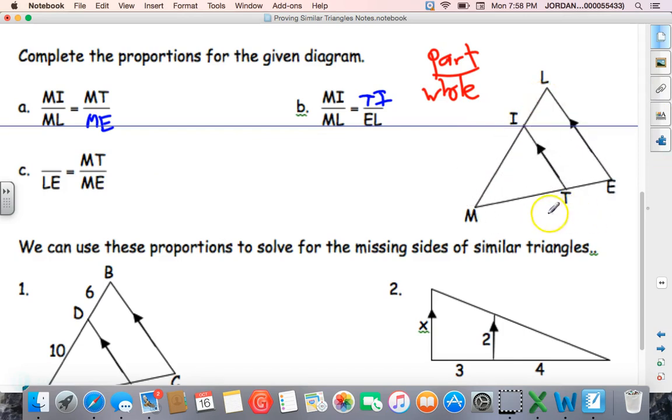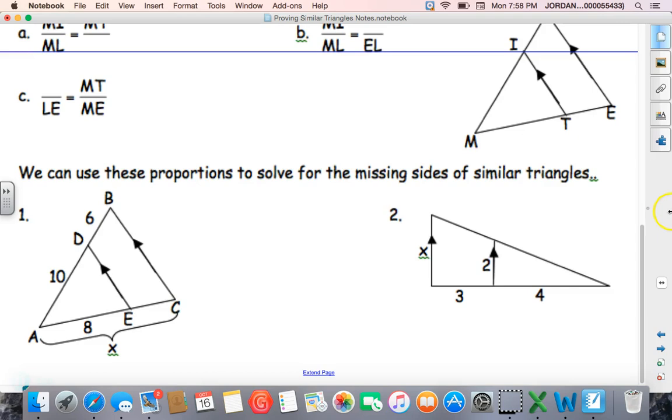Alright, so then this one, we've got MT over ME, so that's the part over the whole. So then what would be over LE? Well, the part that corresponds to LE is IT. So this time we would put IT. Okay, so now we can use these properties to solve for variables when we don't know a side length. So let's practice doing that a little bit.